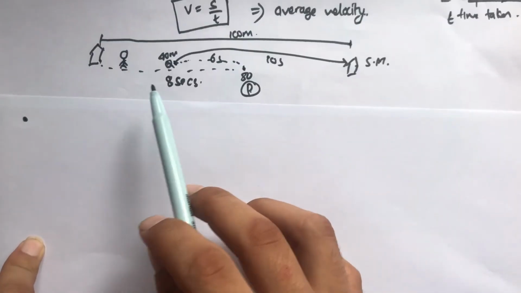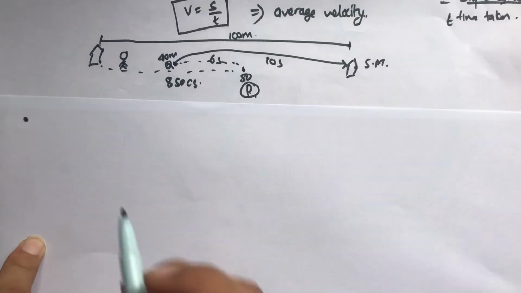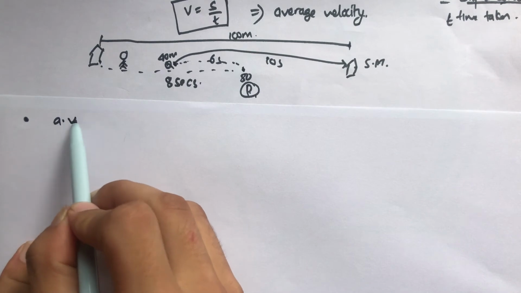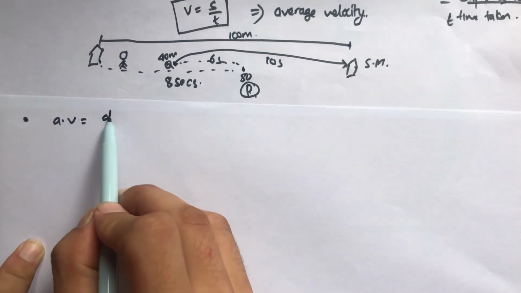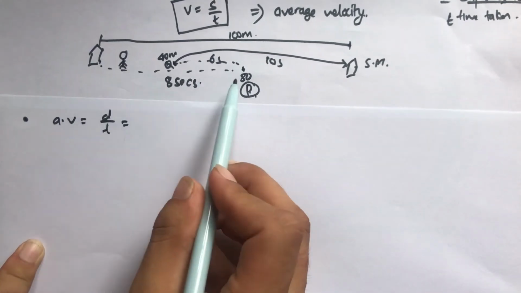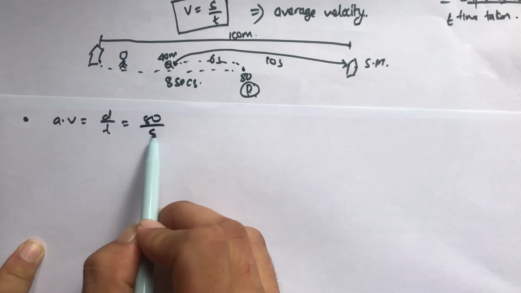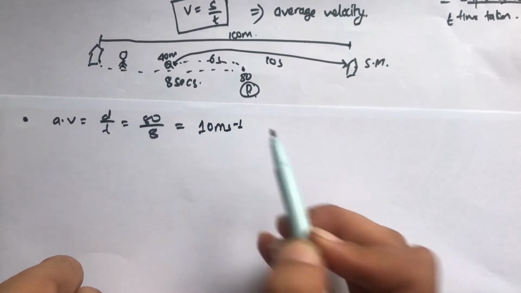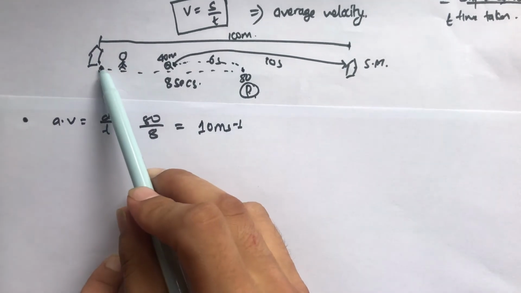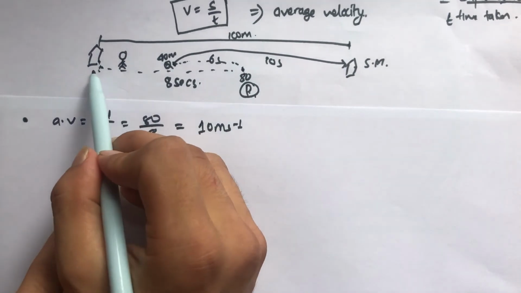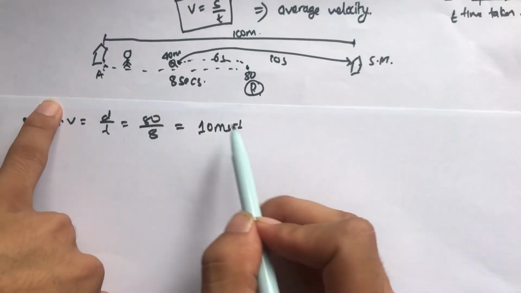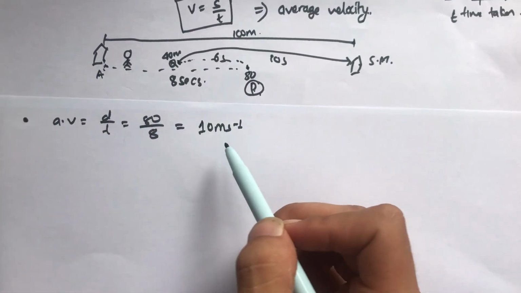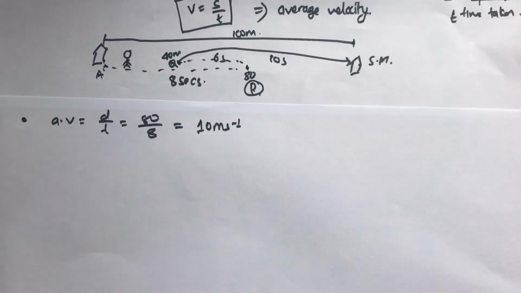If we consider his motion up to point P, his average velocity would be displacement over time taken. So the total displacement was 80 meters, and he took 8 seconds, 10 meters per second. The average velocity of the boy from point A to point P is 10 meters per second. So what this number really says is that his average rate of change of displacement was 10 meters per second.